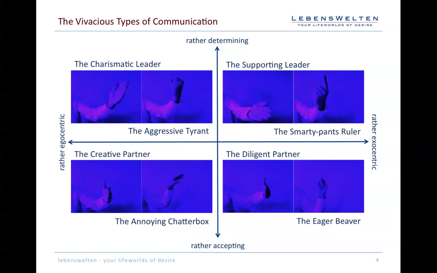Anyway, first you have the charismatic leader, and on the negative side he can be an aggressive tyrant. Very similar but rather focused on the thoughts and feelings of others, there's a supporting leader who can be a smarty pants ruler on the negative side. You have accepting but focused on the own thoughts and feelings, the creative partner. Unfortunately, he can be an annoying chatterbox. And you have the diligent partner who can be an eager beaver. Now these were the vivacious types of communication.